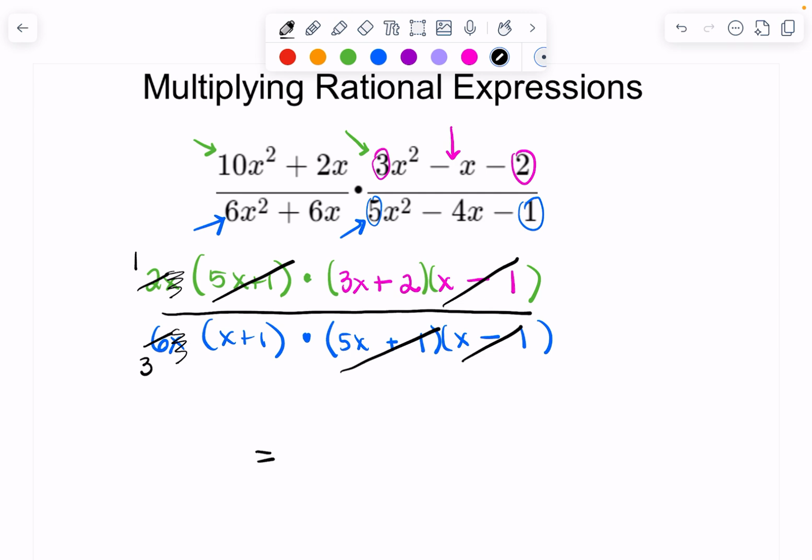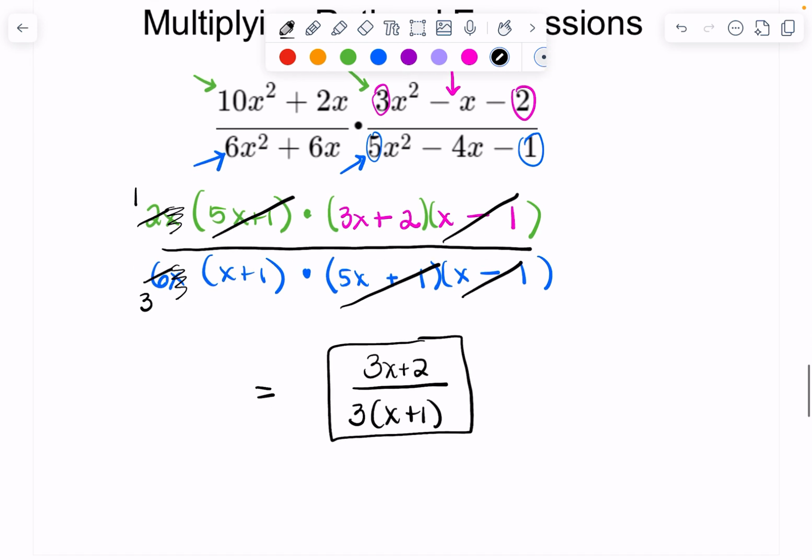Wowzers. So our final answer on the top, we've got the 1 times the 3x plus 2, which is 3x plus 2 on top. And in the denominator, all we have left is a 3 and then an x plus 1. Whew. So we got serious cancellation going on here. Give me the restrictions. X cannot take on the value of negative 1. That's the one from my answer. And then you look at anything that canceled. We had a positive 1 that canceled, so I'm going to make this plus or minus 1. We had a 5x plus 1, so that's negative 1/5. And we had the x that canceled, which gives you a 0. And those are our restrictions.